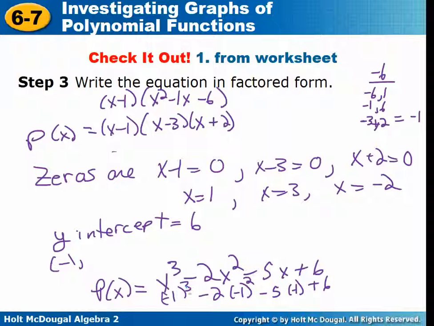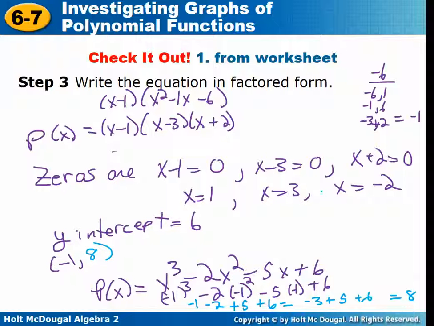So -1 to the third power is -1. Then we have -2 times -1 squared, which is +1, so that'd be just -2. And then the -5 times -1 would be +5, plus 6. So -1 minus 2 is -3, plus 5, plus 6. So -3 plus 5 is 2. 2 plus 6, that would be 8. So at -1, the y value of the function would be 8.